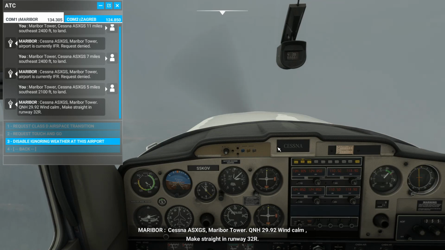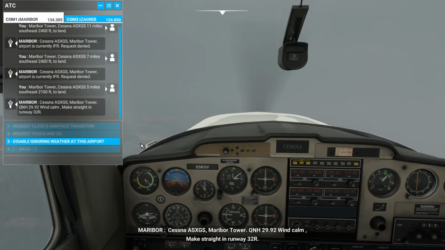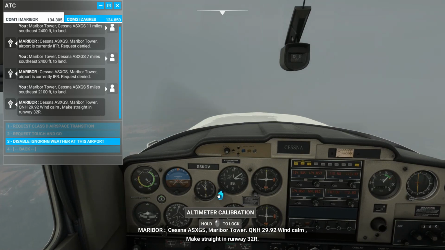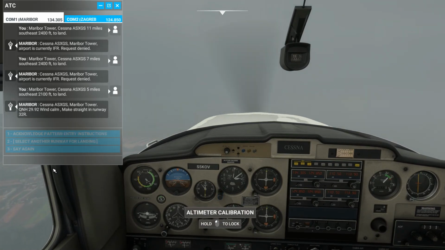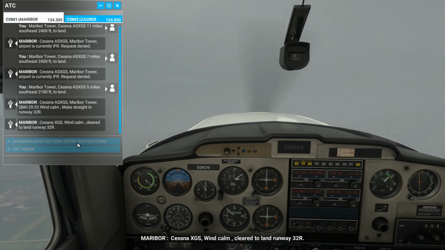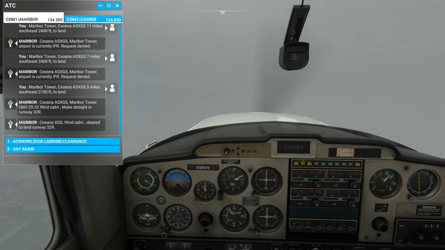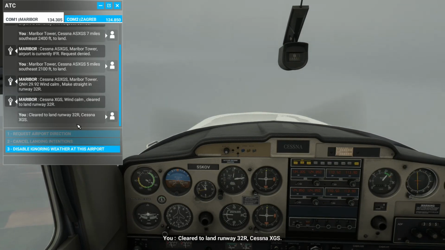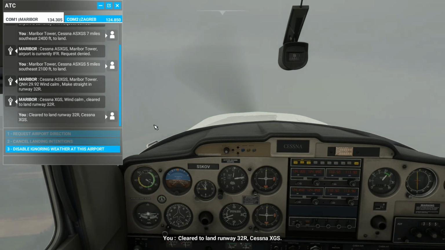Cessna Alpha Sierra X-Ray Golf Sierra, Maribor Tower. QNH 29.902, wind calm, make straight in runway three two right. Cessna X-Ray Golf Sierra, wind calm, cleared to land runway three two right. I will land. Cleared to land runway three two right, Cessna X-Ray Golf Sierra.